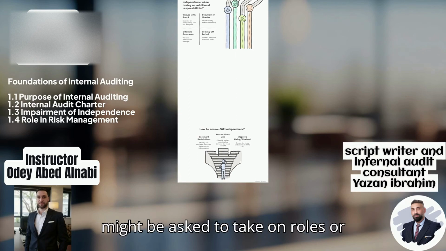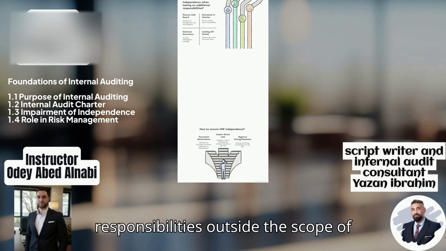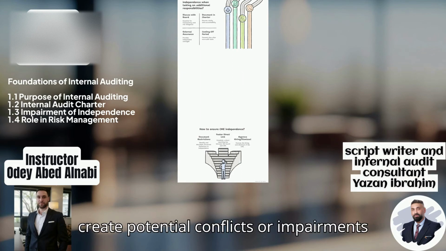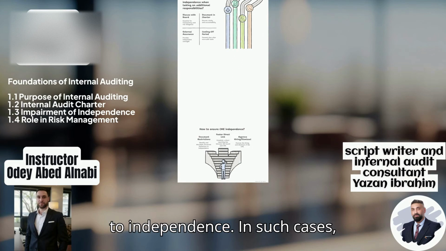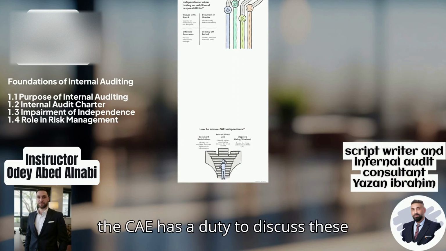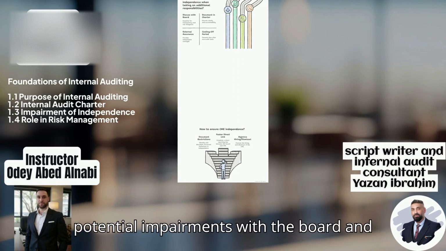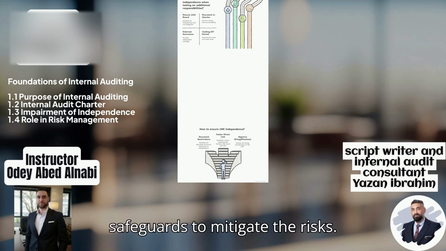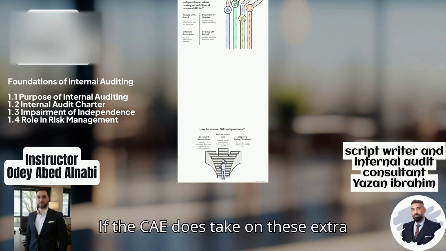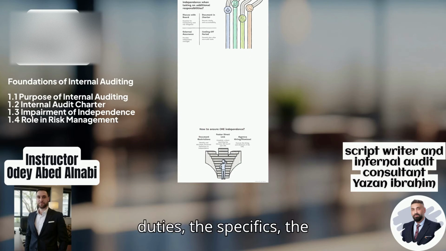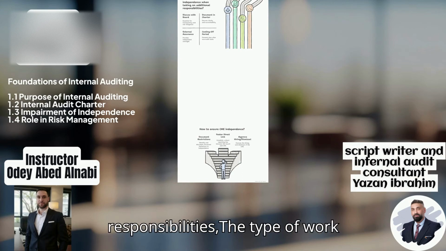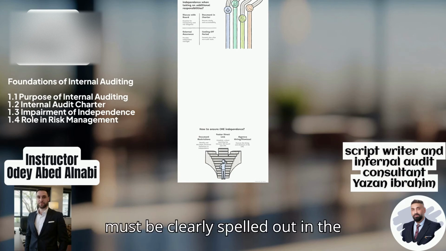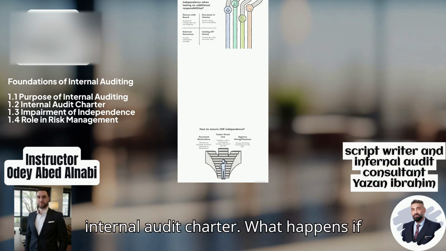Now, sometimes the CAE might be asked to take on roles or responsibilities outside the scope of internal auditing. This can create potential conflicts or impairments to independence. In such cases, the CAE has a duty to discuss these potential impairments with the board and senior management and recommend safeguards to mitigate the risks. If the CAE does take on these extra duties, the specifics, the responsibilities, the type of work involved, and any protective measures must be clearly spelled out in the internal audit charter.